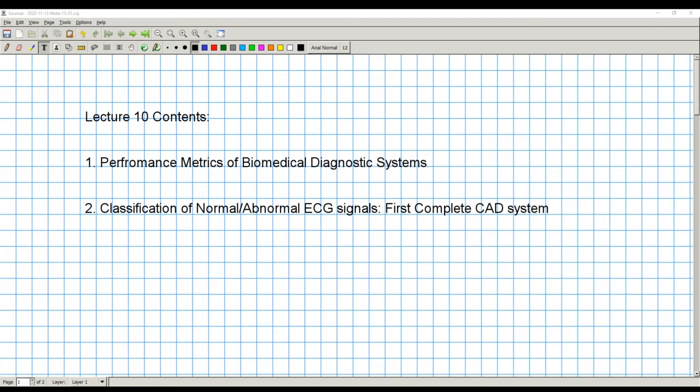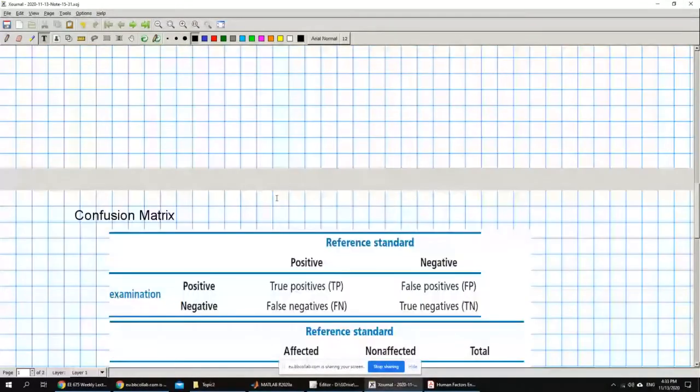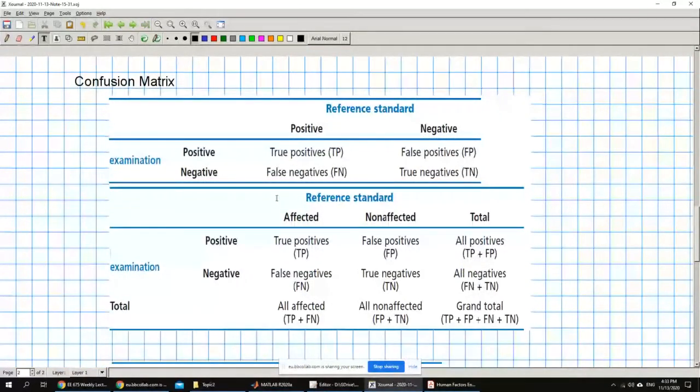Okay, so basically, let me share the screen. So basically, whenever you're trying to diagnose a patient, you usually have two outcomes. Usually, you either have it as a positive or negative. Okay, so basically, if you look at what you have there in this figure, this is the examination outcome. Either it's positive or negative.